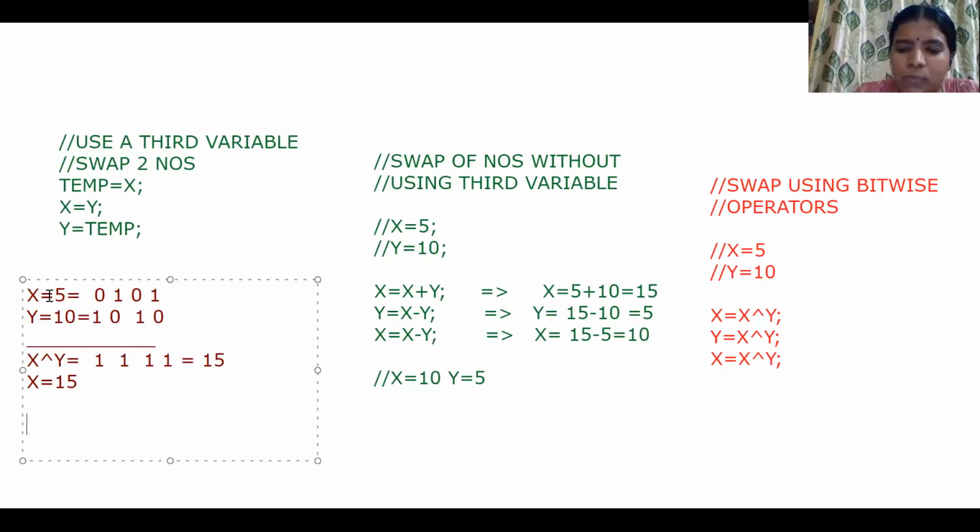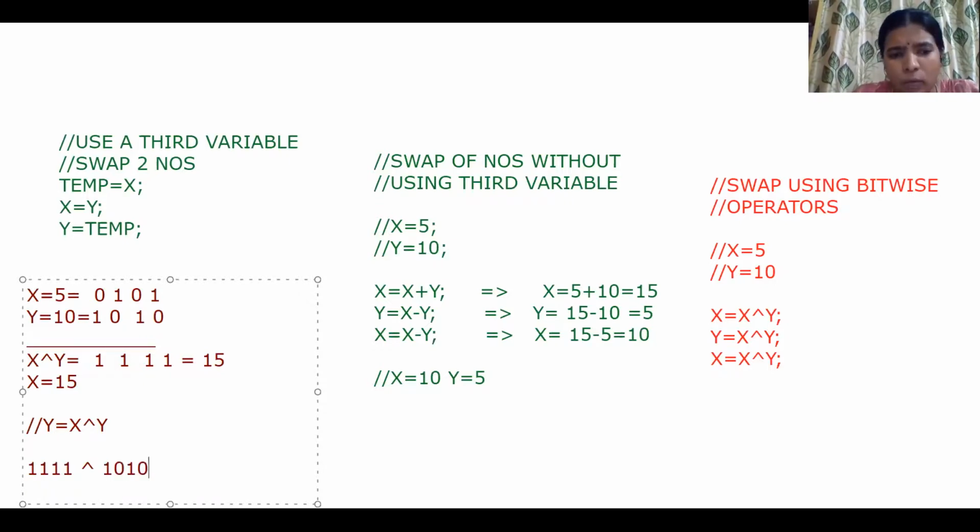The second line of the expression is y is equal to x cap y. X cap is also called x exclusive or. So now what is the x value? 15, which is 1, 1, 1, 1. Exclusive or. What is y? y is 10, which is 1, 0, 1, 0.